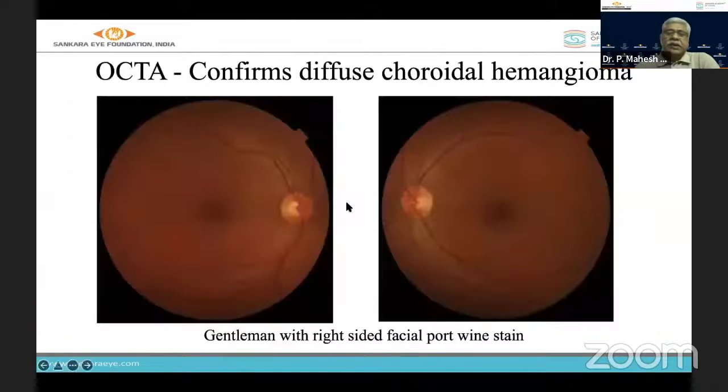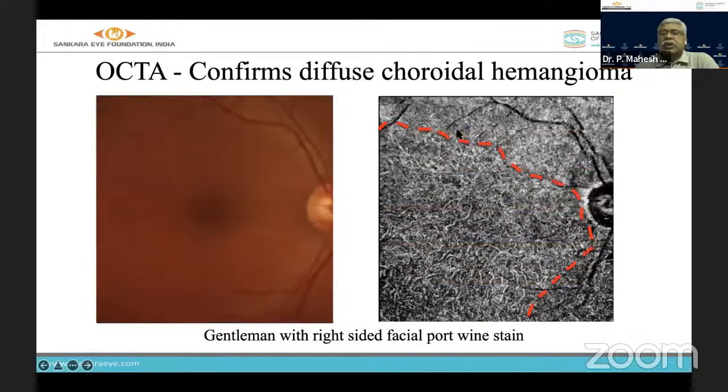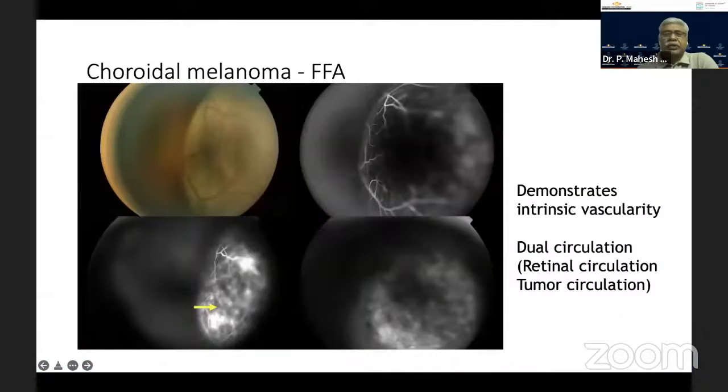treat. So here is a patient who has an almost normal looking fundus, but then on the right side, there's a patient with Sturge-Weber. And you see the OCTA, you can see the beautiful network, a bag of worms like appearance, which is distinct from the other choroidal vessels, thereby helping us make a diagnosis of a diffuse choroidal hemangioma.